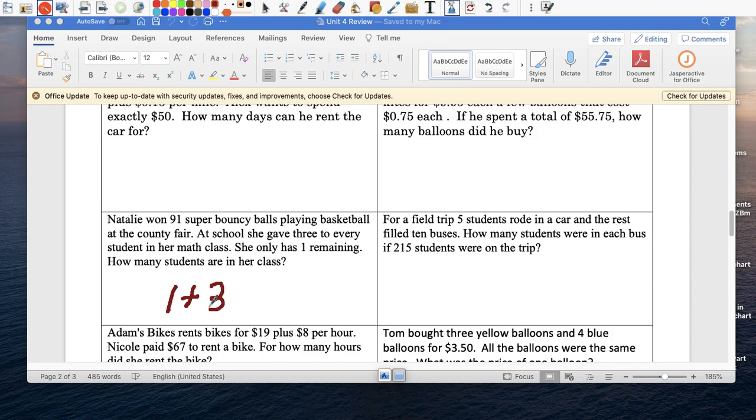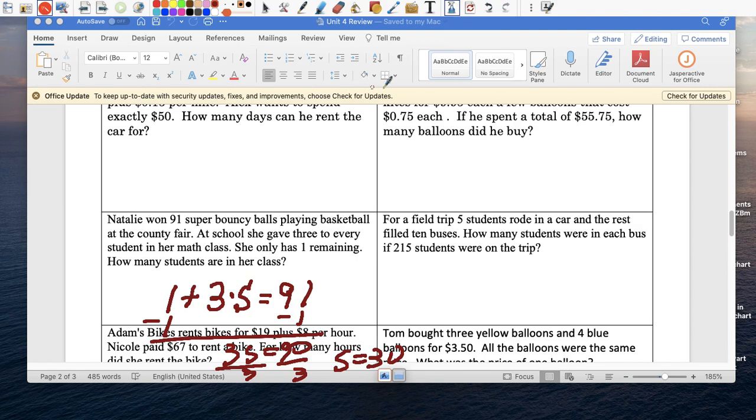So every student got 3 balloons, right? I'm going to write 3 times the number of students, and that gives you 91, equals 91. So that's my equation. So I'm going to subtract 1 from both sides. Okay. 3s equals 90. Divide both sides by 3. The number of students in her class was 30.